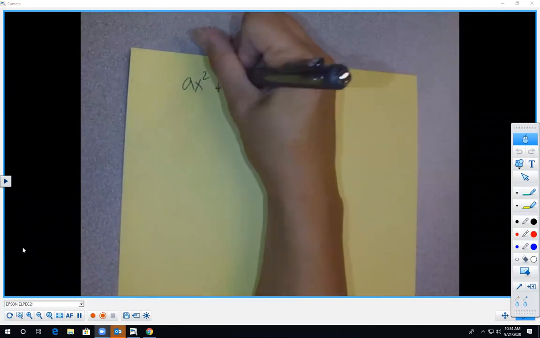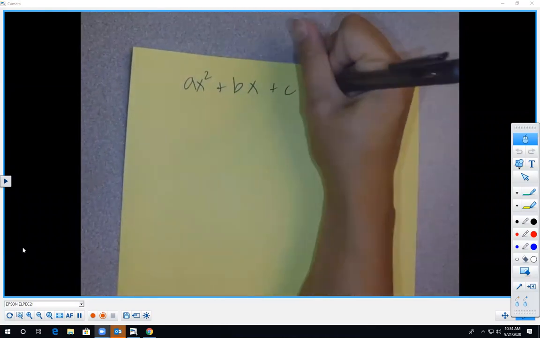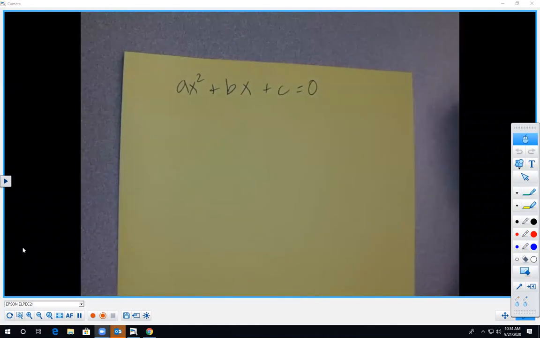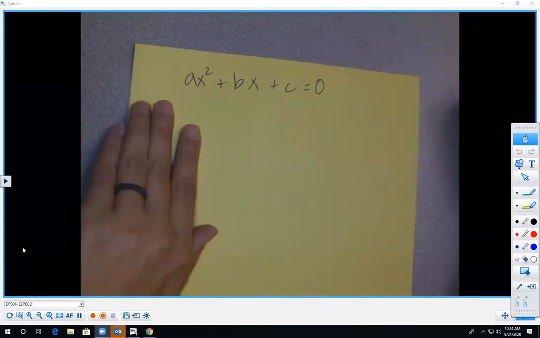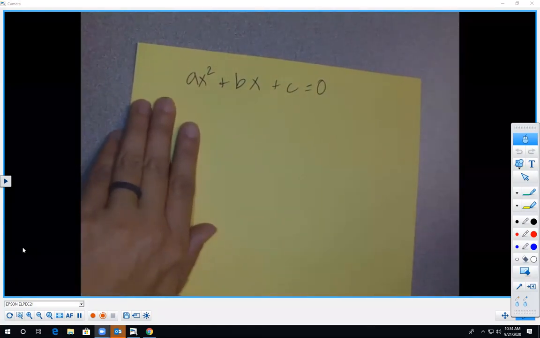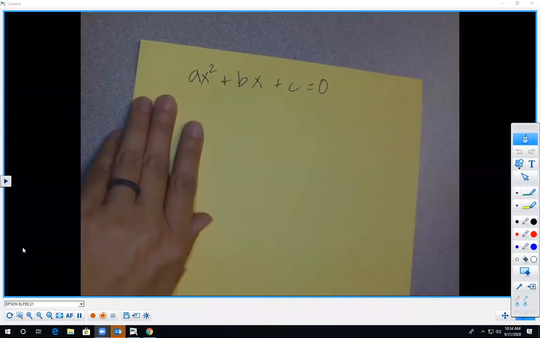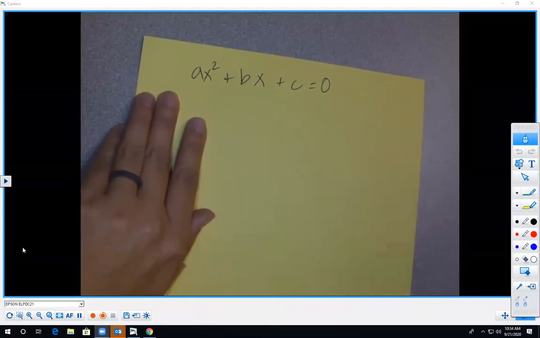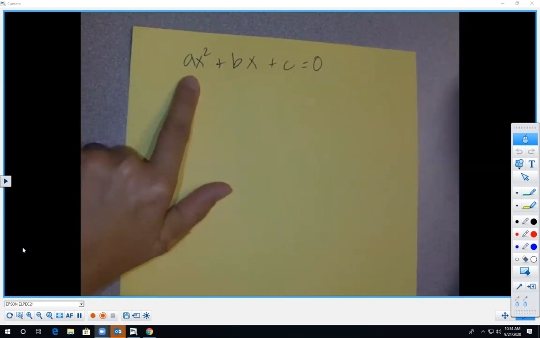Okay, so this is if I have some random quadratic of ax squared plus bx plus c equals 0. I'm going to solve that by completing the square. There are no numbers here. These are all letters, so it might be a little confusing, but it's just using basic algebra. Okay, so I said that your a has to be 1 here.